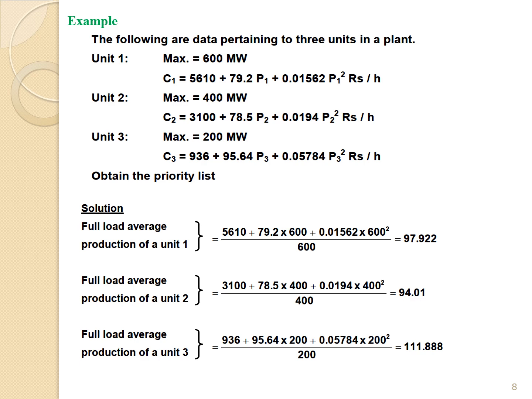Let us take one more example. In this example, the data for 3 units in a plant has been given. The maximum capacity of the 3 units is defined and their cost function is also given. Now we want to create a priority list for this.